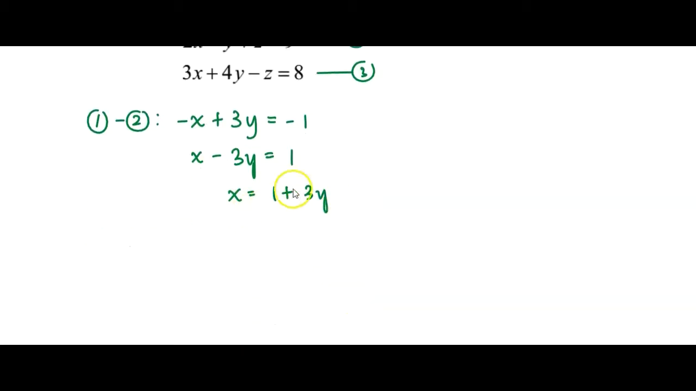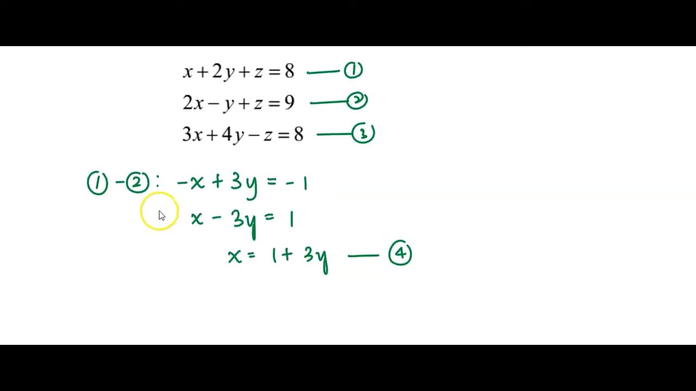After I have this, I will name this equation as equation 4. The 3 has been taken here, so I'll name this as equation 4. Then I'll need to form another equation which consists of x and y only. So how can I do that? I'm going to take equation 2 plus equation 3.